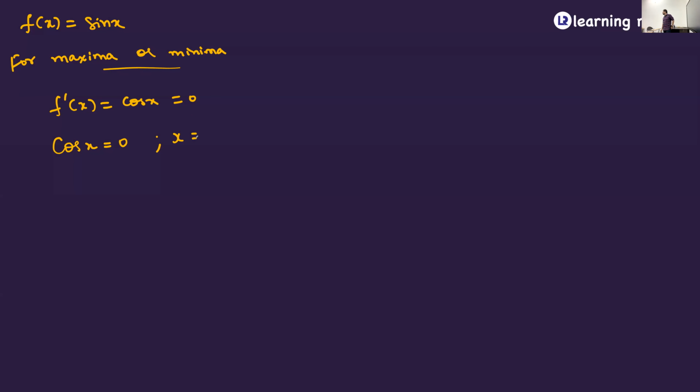It will be 2n plus 1 into pi by 2, odd multiples of pi by 2. If you write n pi by 2, I'll tell you what the mistake is. If you substitute 2 there, 2 pi by 2, the 2 and 2 get cancelled. Cos pi is not 0. Cos pi is minus 1. So it is not n pi by 2, it is odd multiples of pi by 2.